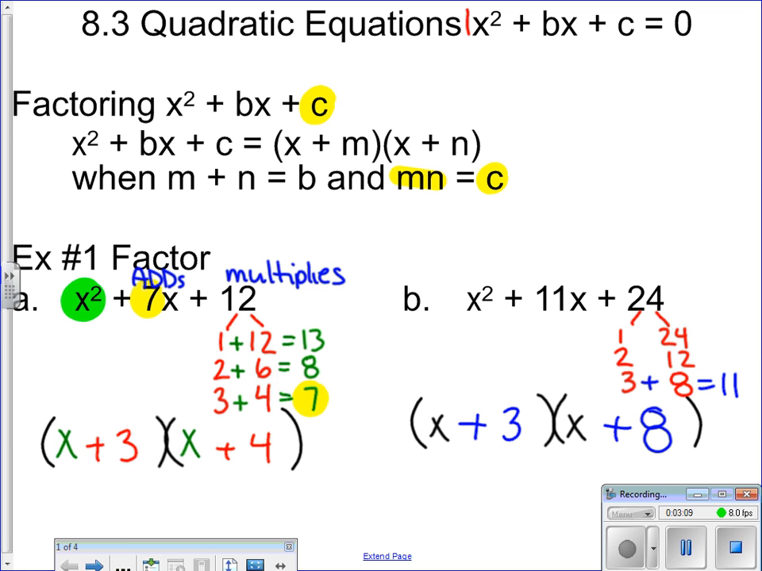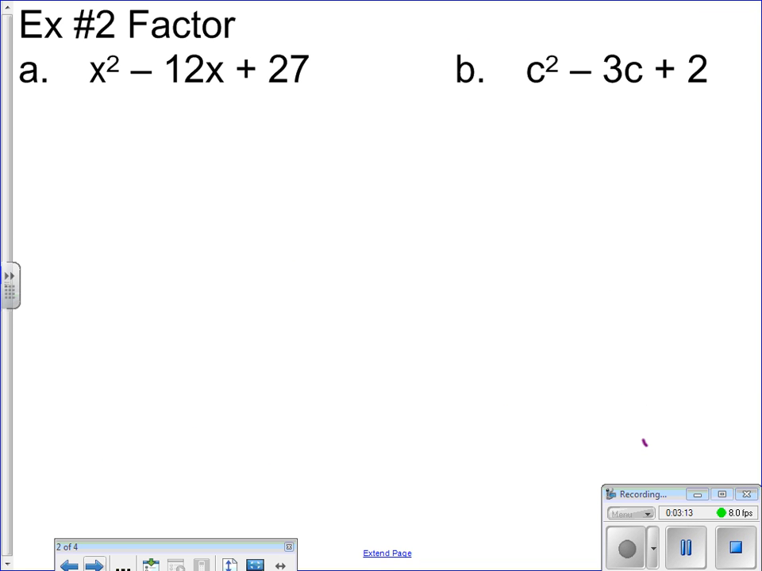Let's look at some problems now with some negative signs or minus signs. All right, here in example 2, we have 27 as my number at the end. So I'm going to put two parentheses first, put an x in each parenthesis. Now 27 is 1 and 27, 3 and 9.